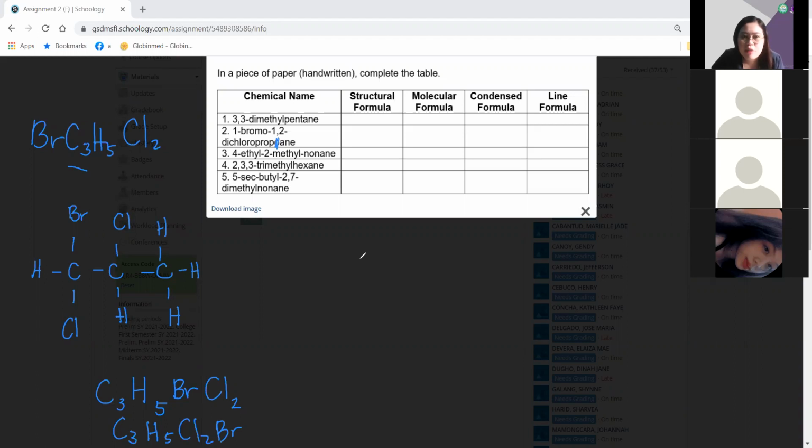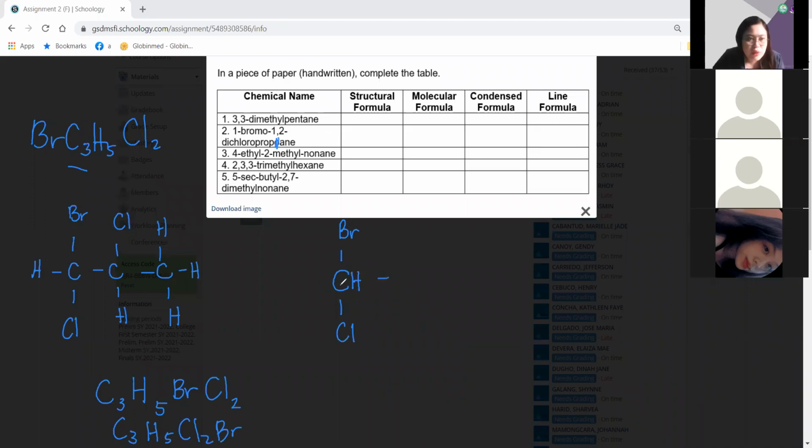We're done with the molecular formula. Now the condensed formula. At carbon number 1, we have a CH, but we have substituents, the Cl and the Br. Again, it doesn't matter if they are swapped. The Cl is on top and the Br, the bromine, is at the bottom.